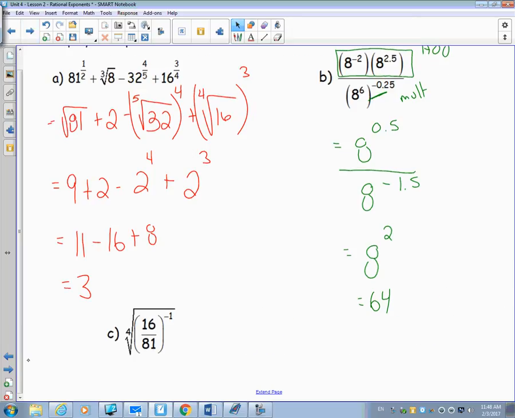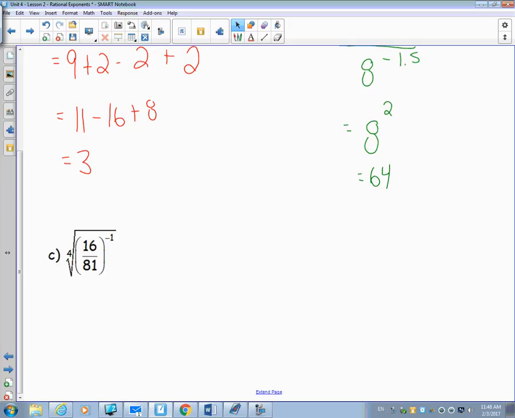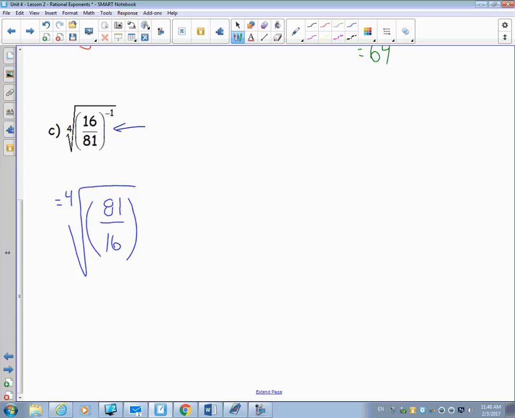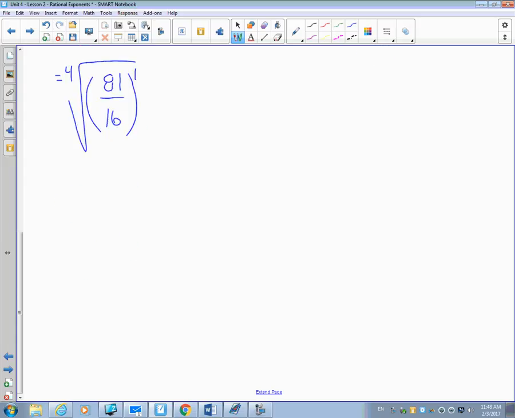Okay, last one. What do I see here? I see the fourth root of 16 over 81 to the negative 1. What should we do first? Well, we talked about root signs acting like brackets. So I should do the stuff inside the bracket first. What is 16 over 81 to the negative 1? Well, I see a fraction to a negative. I flip my fraction. Make my exponent positive. Now, do I really need the 1 there? No, because anything to the power of 1 is just itself. So I don't really need the 1 there.